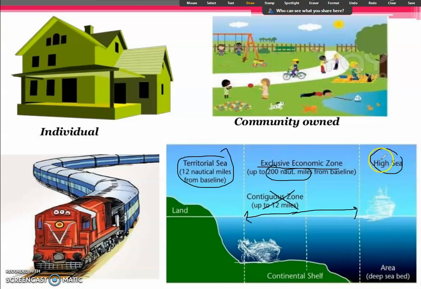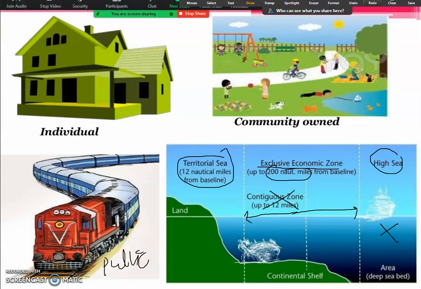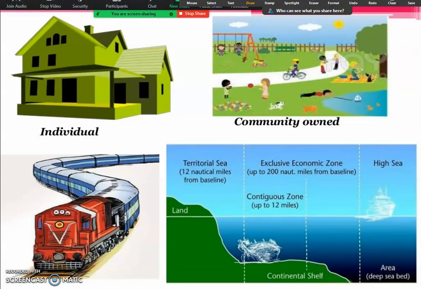After these 200 nautical miles, high seas occur, where international institutions have special powers, and no country can use any resources from here. These are known as high seas. I hope you're clear with this image. See, this is also known as a national resource. It is a train, a public train. So this is also national property, is what we can say.